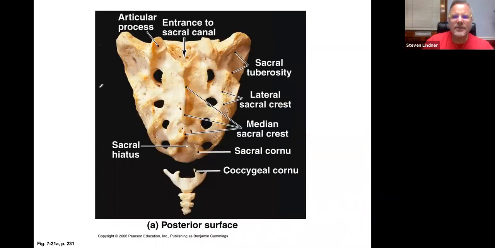There's a close-up view. You can see the median crest, right? There's no spinous processes. It's just that medial crest. This is the sacral base. This is the sacral apex, and the coccyx is inferior to that.